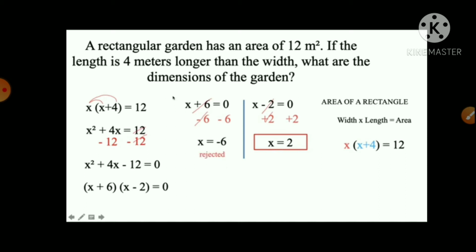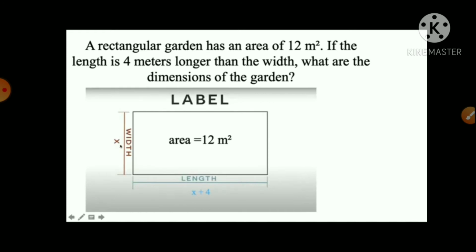Why? Because we are looking for the length, or the measure of a distance. When we're looking for the measure of a distance, the answer is always positive. There is no negative in measuring distance. So this one will be rejected. Since the value of our x represents the width, our x here is equal to 2. Our length here is equal to 2 plus 4, which is equal to 6. So finally, our answer is written this way since it is a word problem.